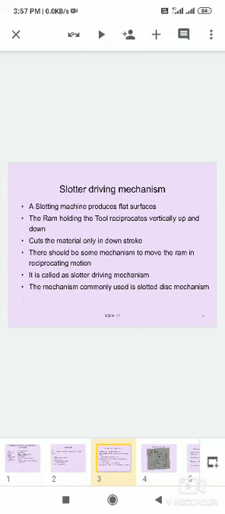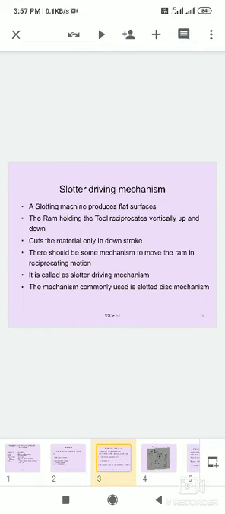The slotting machine produces flat surfaces. Irregular shapes cannot be produced, and different workpieces cannot be machined. A ram holding the tool reciprocates vertically up and down.